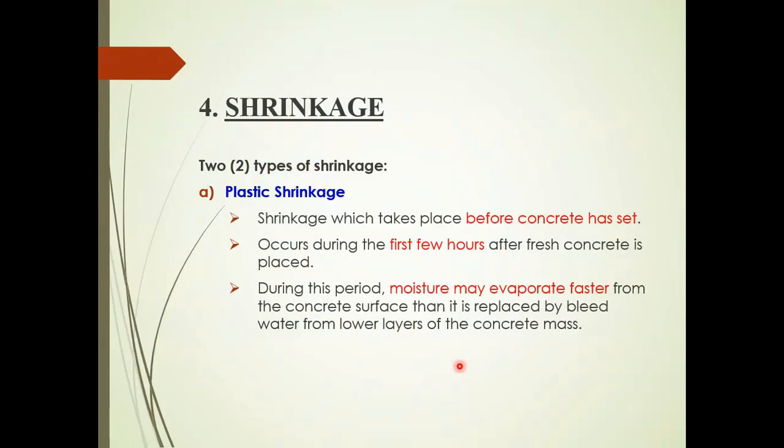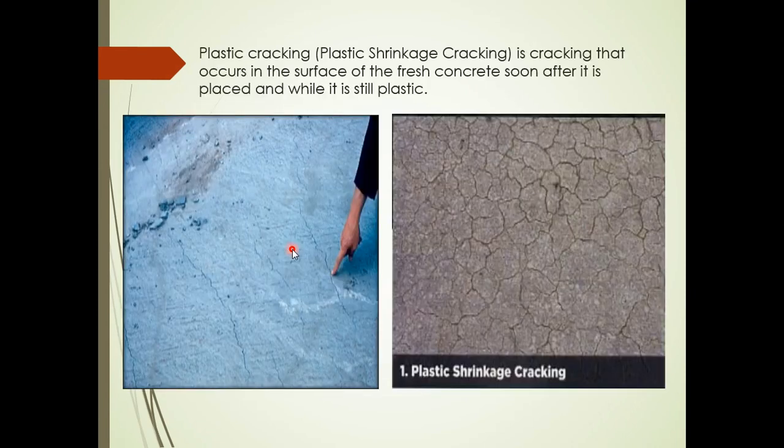There are two types of shrinkage. We have plastic shrinkage, which basically takes place before concrete has set. So it normally occurs during the first few hours after fresh concrete is placed. During this period, moisture may evaporate faster from the concrete surface. Then it is replaced by bleed water from the lower layer of the concrete mass. Okay, so plastic shrinkage or plastic cracking is cracking that occurs in the surface of the fresh concrete soon after it has been placed, while it is in a stiff plastic condition. So you can see some cracking on the surface of the concrete.